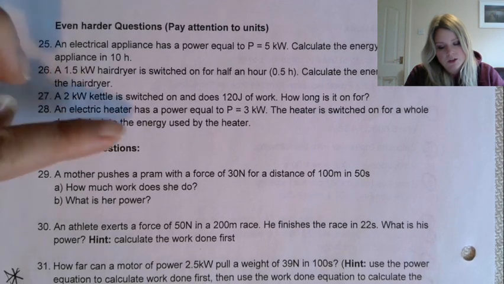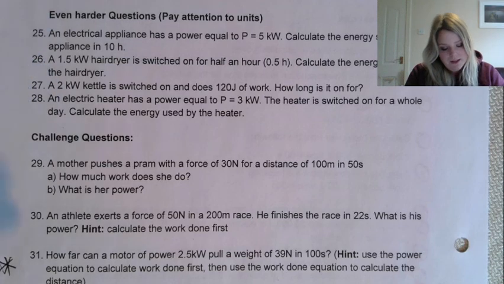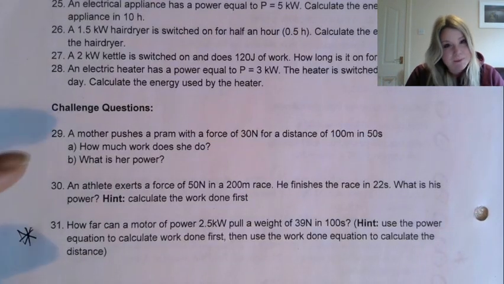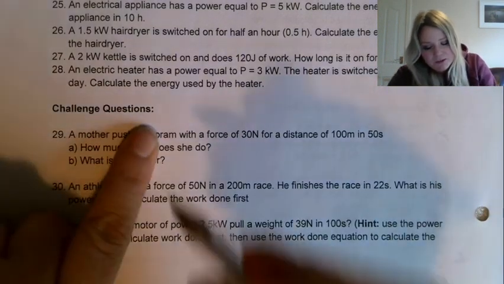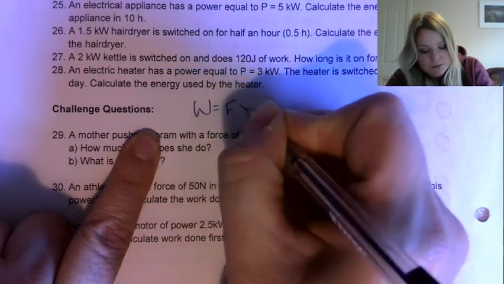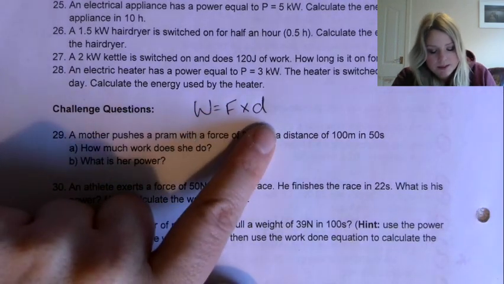There are lots of unit conversions as well as the rearranged version of the equations in these ones. And then these ones here, the challenge questions. This is going back to our knowledge of work done, so I'll remind you of that. Remember, the equation for calculating work done is force multiplied by distance. So work equals force multiplied by distance.